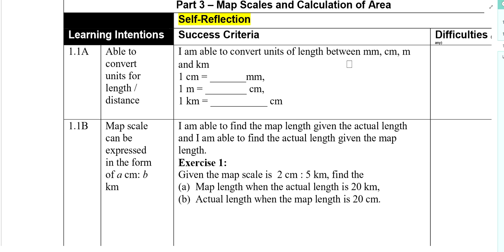Let us fill this up. 1 cm, how many mm? 10. So simple, right? You can even look at your ruler for the answer. 1 meter, how many cm? 100. Learned it since primary school already. 1 kilometer, how many cm? 100,000? Okay, so that's 100 times 1,000 to get 100,000 cm.